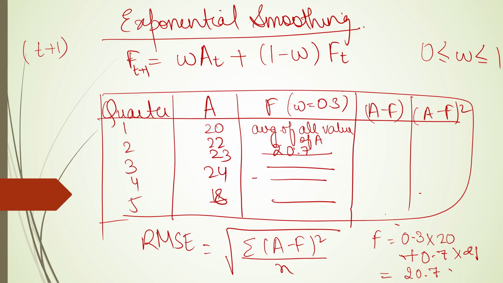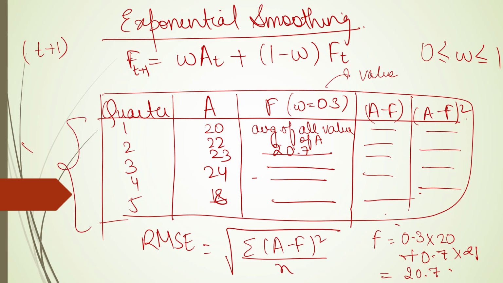Similarly, you'll calculate for all these values. Then you calculate A minus F and A minus F whole square. You can have W as 0.7 also. Then you'll be asked to compare the RMSE. So any value of W between 0 and 1 can be asked, not necessarily 0.3. Now next, evaluation, that is what is our inference, that it gives greater weightage to recent data. We did not talk about the value of n, but here F is full, so we'll take the value of n as 5.